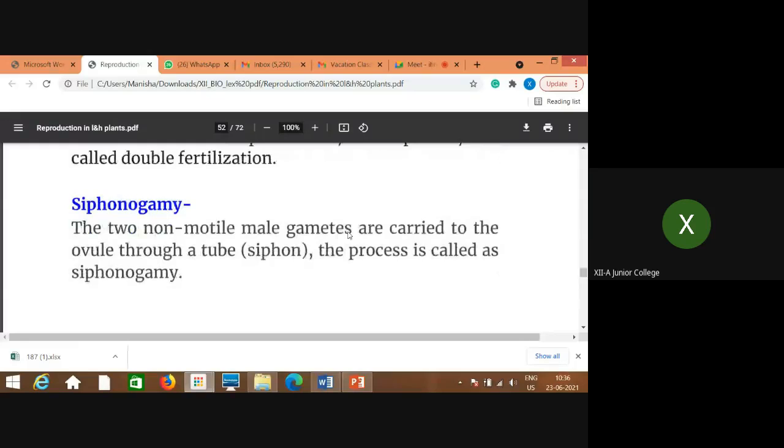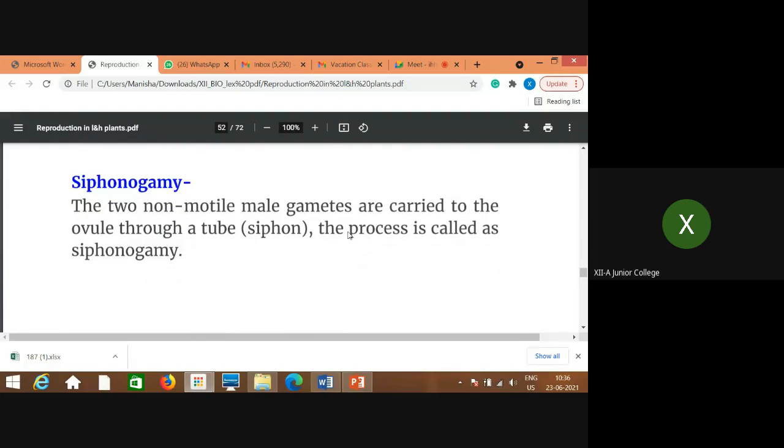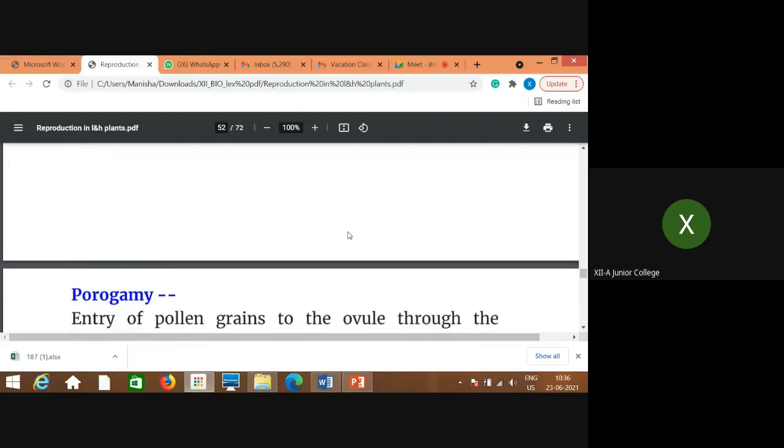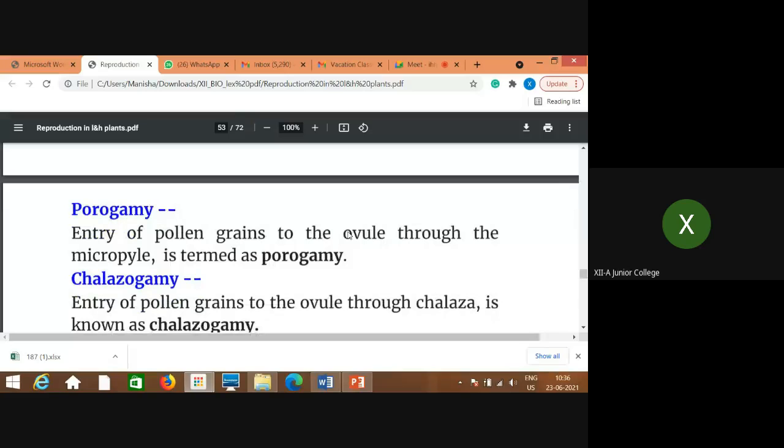Now, there are some terminologies you need to remember. Siphonogamy means what? Siphon means tube. What is the tube here? The pollen tube, which is carrying two non-motile male gametes. Because these male gametes are non-motile, the pollen tube is the agency of siphon, helping the non-motile male gametes reach the female gamete, right? So these non-motile male gametes are carried to the ovule through a tube, and this process is called siphonogamy. When I tell you the meaning of a particular word, write it down in the textbook itself.